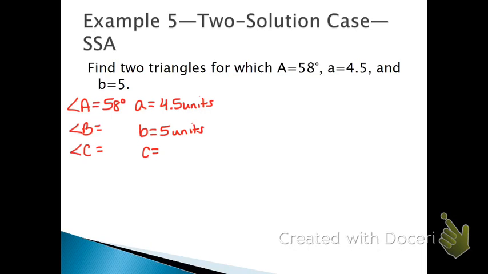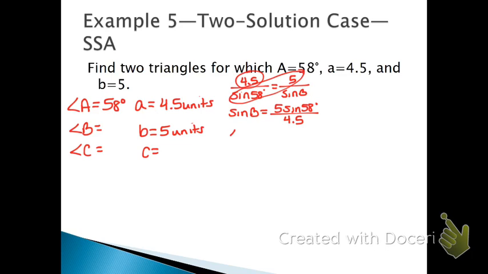Alright, so let's do this like we've done the others. So what do we want to solve for first? Angle B. So I know side A over sine of angle A equals side B over sine of angle B, correct? So we're going to cross multiply and divide. So sine of B equals 5 sine of 58 degrees over 4.5.